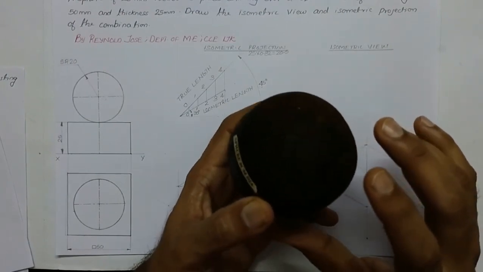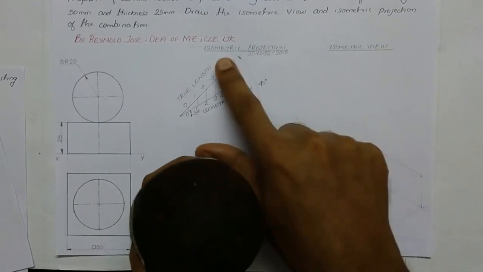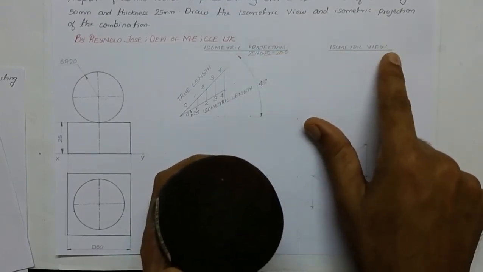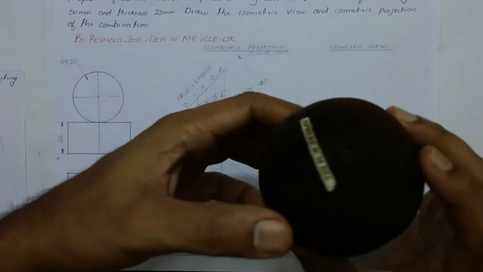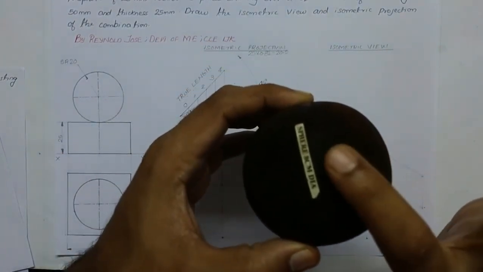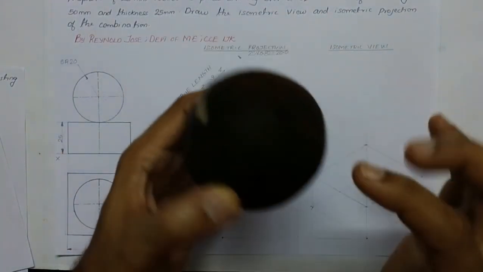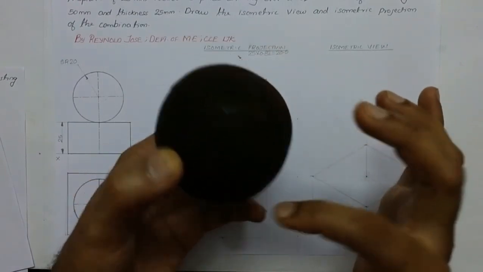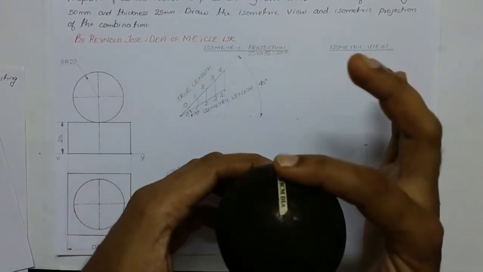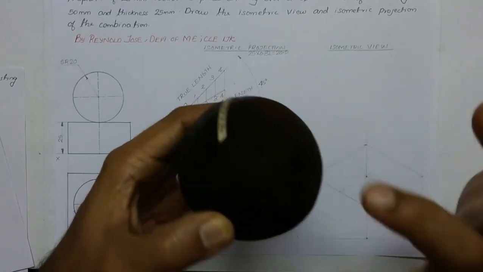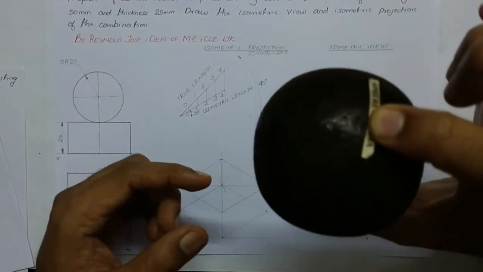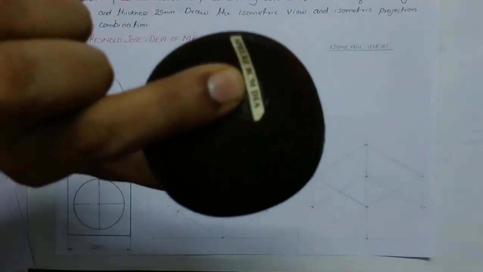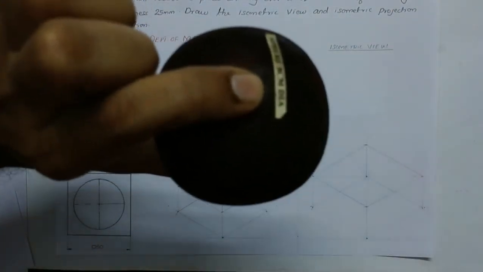Now initially we shall think about what the isometric projection and the isometric view of the sphere will be. As I have mentioned, suppose you consider these two points to be on either end of the axis of the sphere. I am just holding this sphere at either end of the axis.